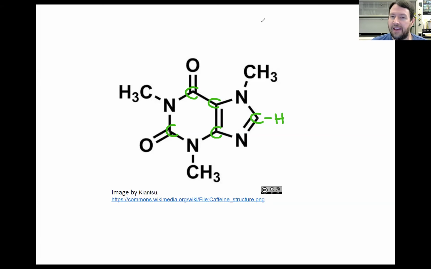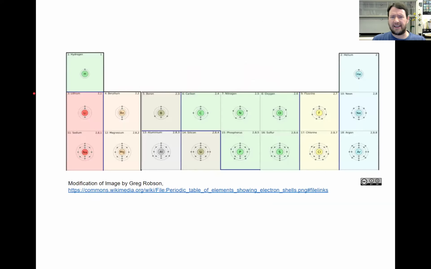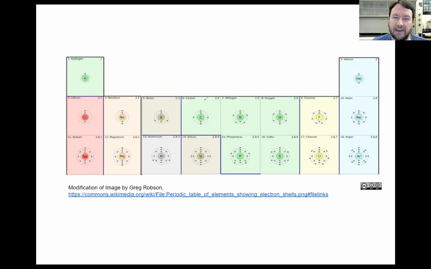So okay, we look at this periodic table with the electron arrangements, and we can actually go through and figure out how many bonds these different atoms are going to form. And it turns out everything in the first column, well, hydrogen can form 1 bond. Everything in the right column forms 0 because the electron shells are already full.